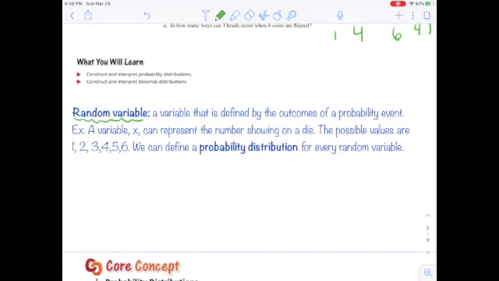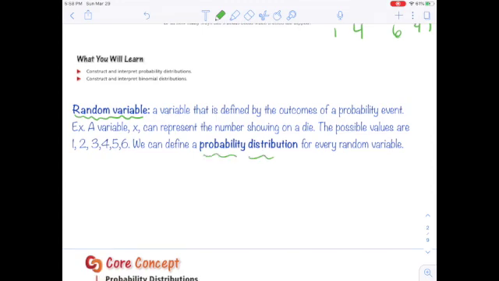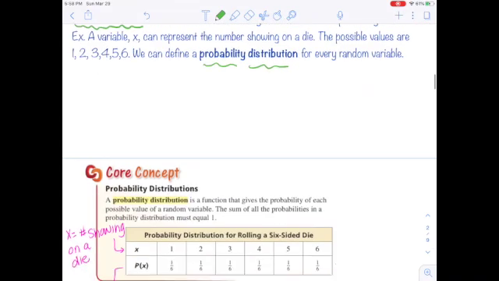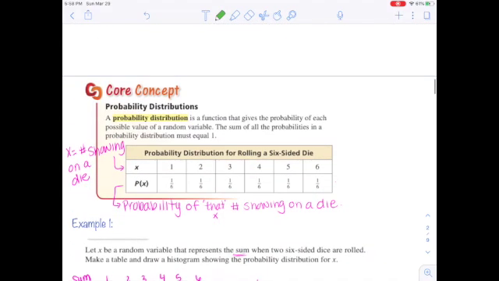It's just a variable that is defined by the outcomes of a probability event. For example, x could represent the number showing on a die, right? The possible values of x could be a 1, a 2, a 3, a 4, a 5, and a 6. And we can define a probability distribution for every random variable.